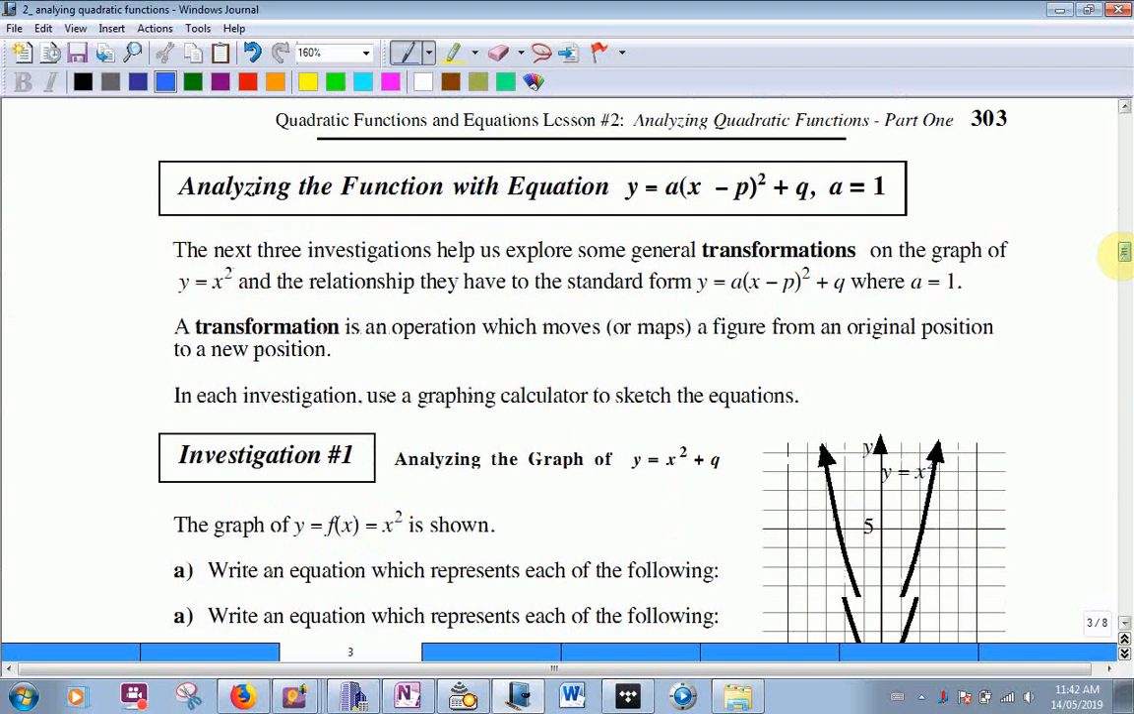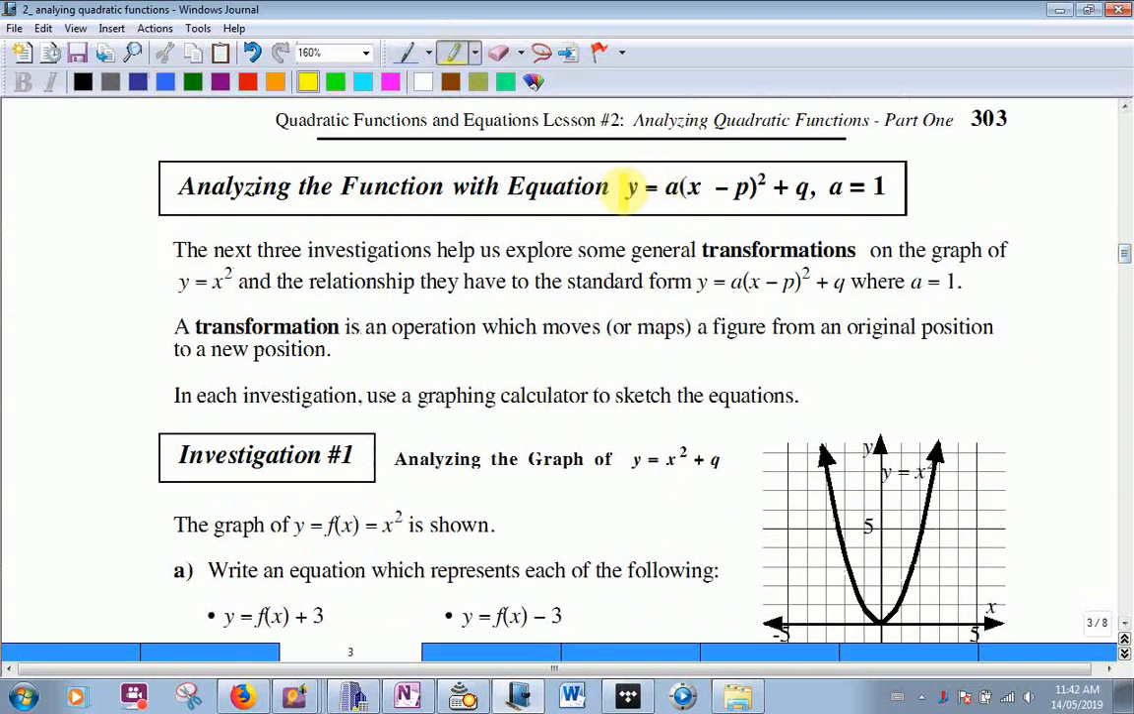Now, let's get to the real stuff for this lesson. Here is the vertex form of a parabola, of a quadratic. Today we're going to play around with P and Q. Tomorrow we're going to see what A does. So everything today, A is going to be 1. In other words, you can just drop it, ignore A.